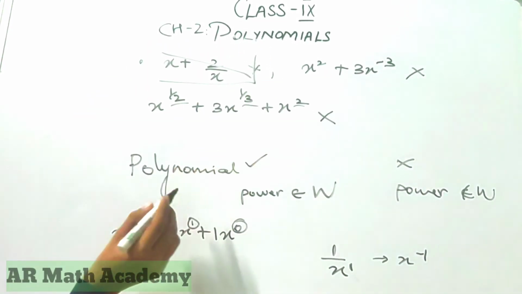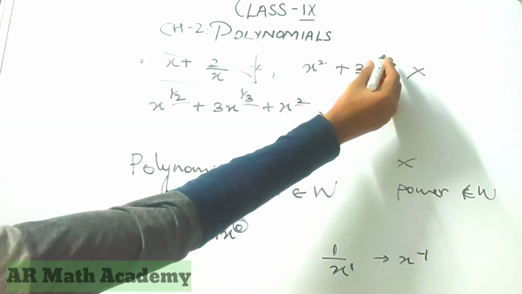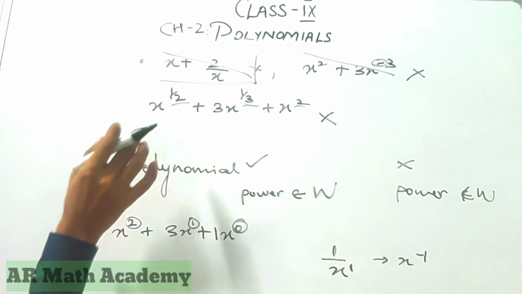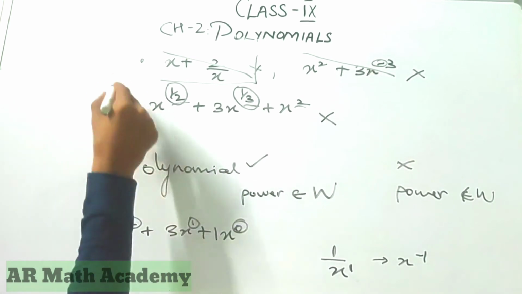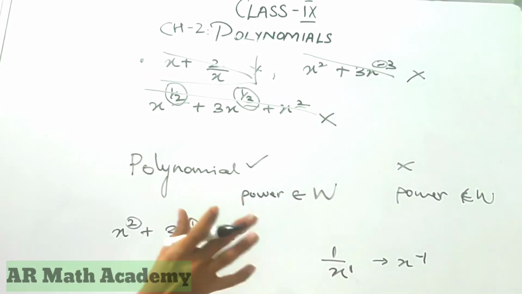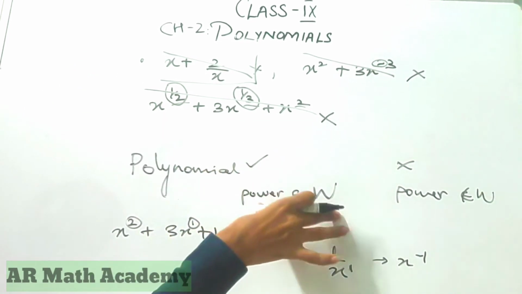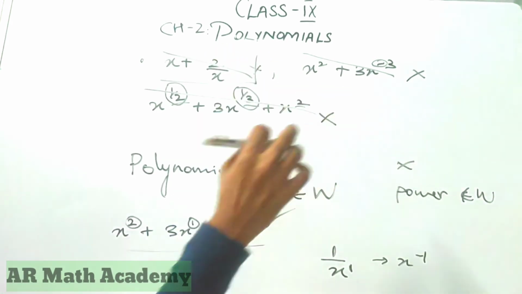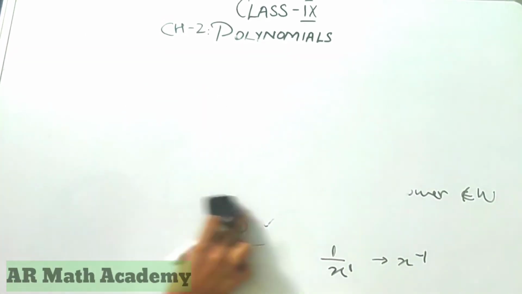What about this example? Well, this example is also the same because the power is not a whole number, as it has a negative sign over here. So this is also ruled out. What about this? Well, this has fractions in its power, and fractions are not whole numbers. Hence this is also ruled out. So polynomials are only the equations which have the power as whole numbers. So this is considered a polynomial and these are not. That is how you classify whether an equation is a polynomial or not.